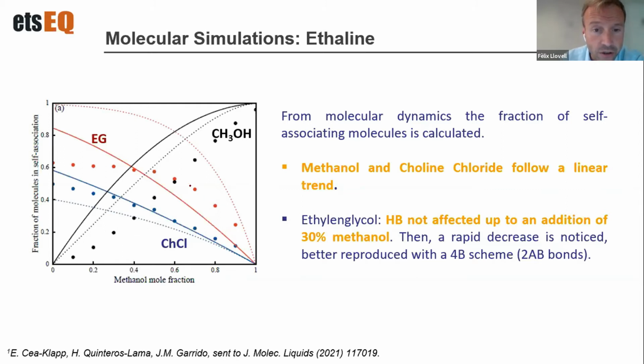However, for ethylene glycol, it was noticed that hydrogen bonding was not affected up to the addition of 30 to 40% of methanol. As you can see here, the fraction of self-associating molecules in ethylene glycol remained constant until 40% of methanol. Then there was a rapid decrease because, of course, of the addition of many methanol molecules. As mentioned, this type of studies can provide a lot of information in our system and will give us an idea of what is occurring in order to design our process.